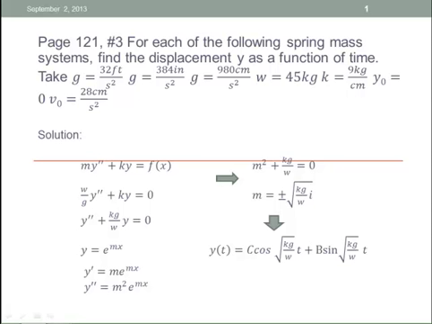So taking the derivative of y, we have y prime equals m e raised to the mx, and its second derivative would be y double prime equals m squared e raised to the mx. So we will solve for the value of m. M would be plus and minus the square root of kg all over w i. So the displacement y as a function of time would be y of t equals c cosine square root of kg all over w t plus b sine square root of kg all over w times t.